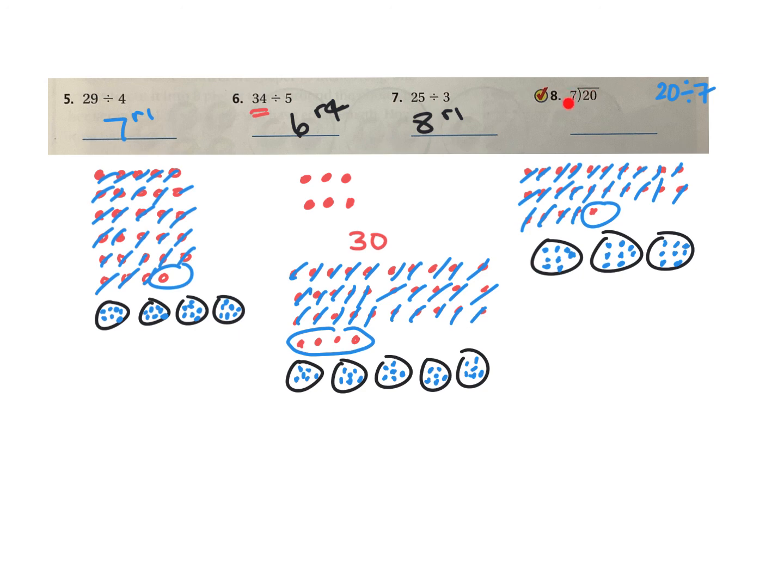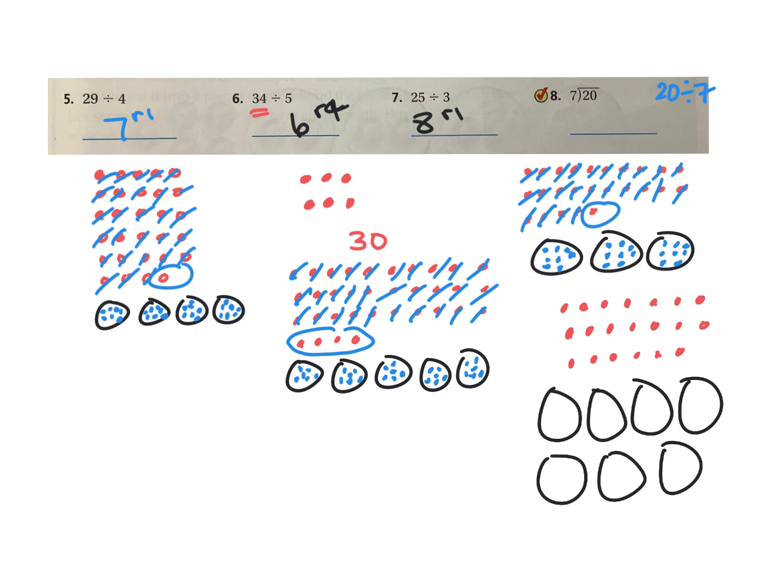If I count by 7, how close can I get to 20 without spilling over? 7 times 2 is 14. That's still underneath 20. 7 times 3 is 21. Oh no, that spilled over. So the most I can do is 2 each with a lot of remainder. Let's look at it happen.